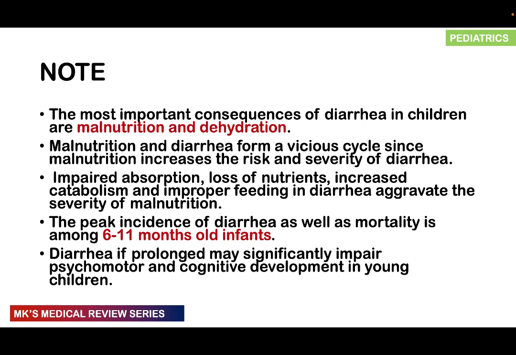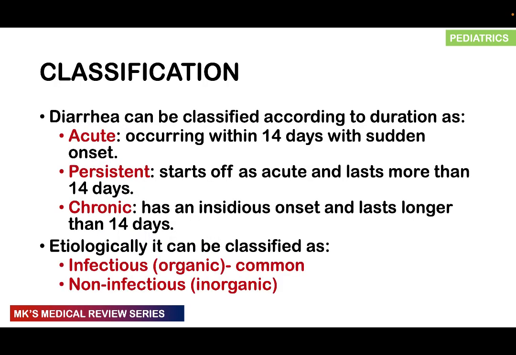And the incidence as well as mortality is quite high, especially in infants between the ages of 6 to 11 months. Remember, if it is prolonged, it may lead to significant impairment in the psychomotor as well as the cognitive development of young children. How do we classify diarrhea? We can classify it as acute, persistent, and chronic. Anything that occurs within 14 days with sudden onset, we call acute.